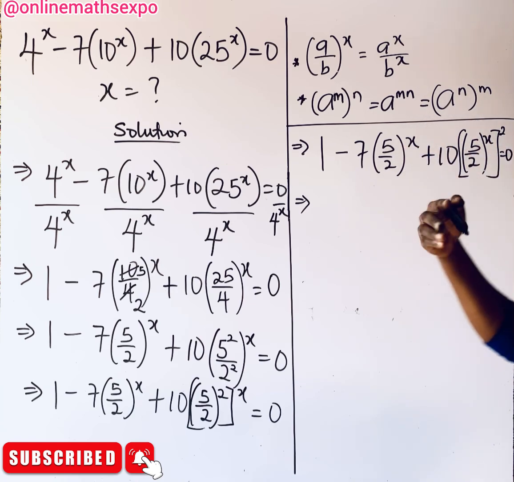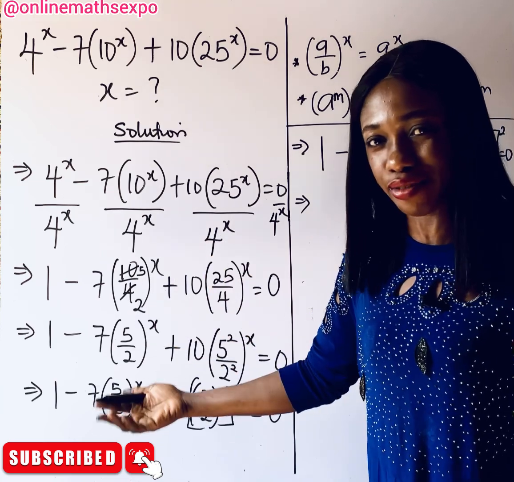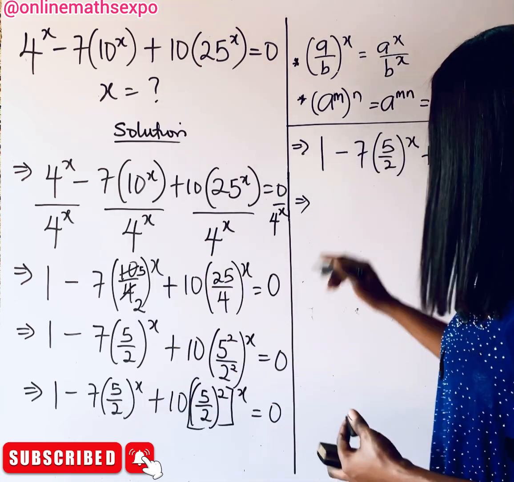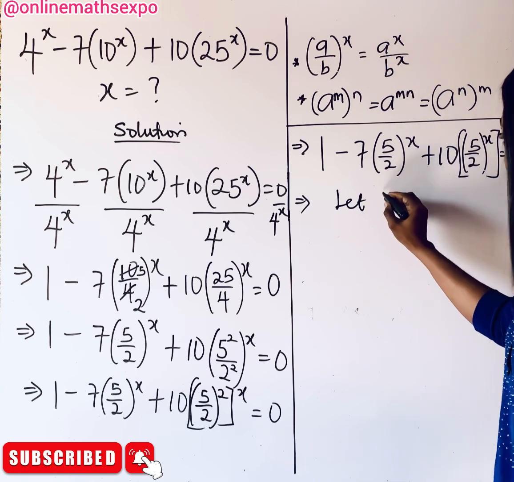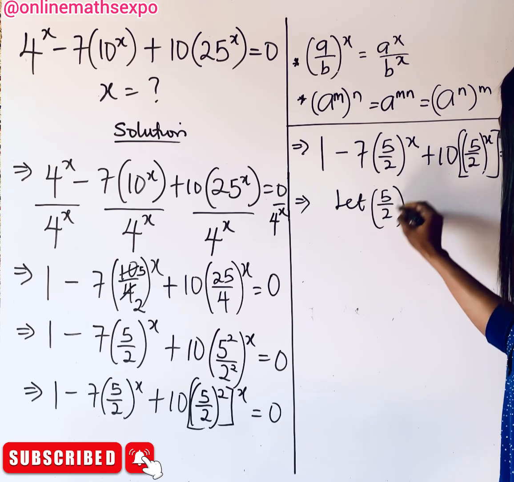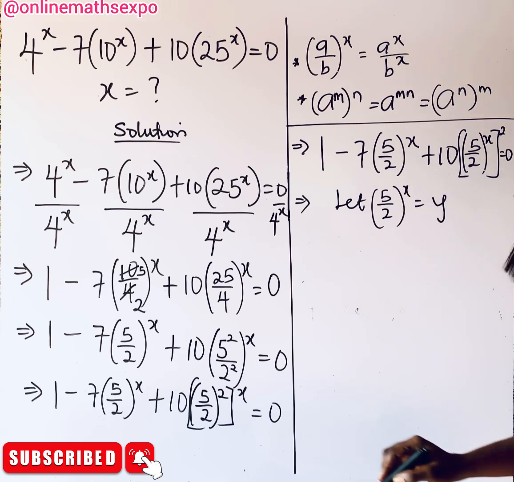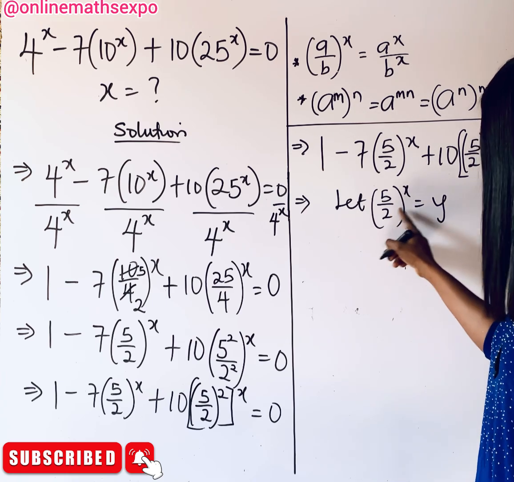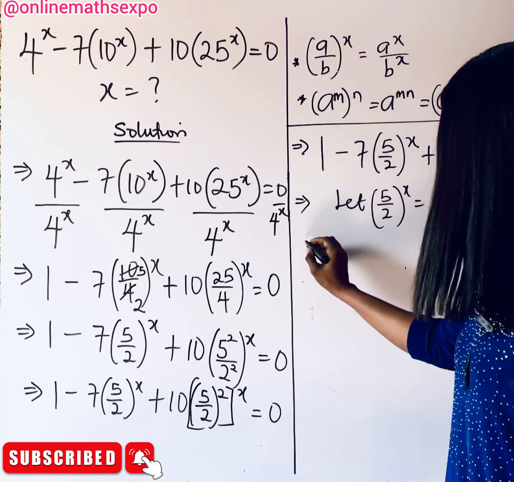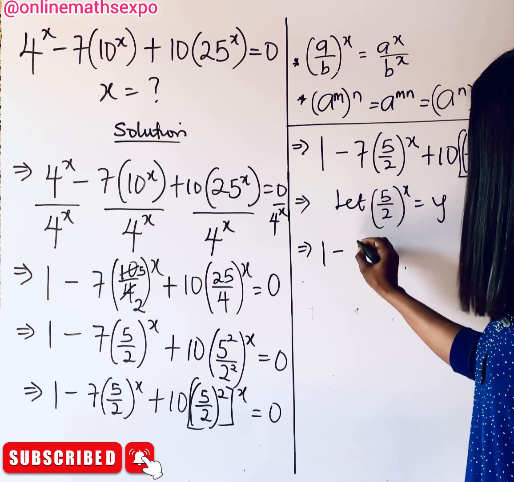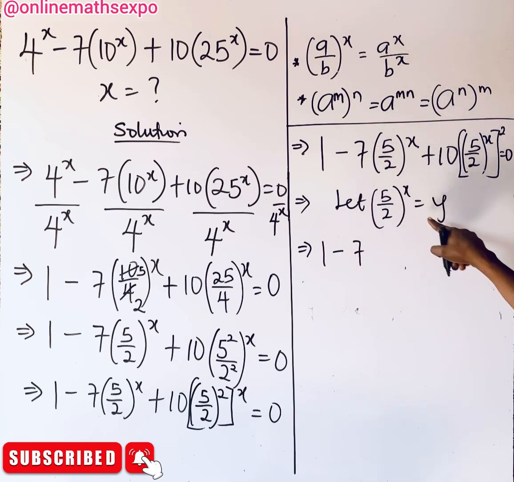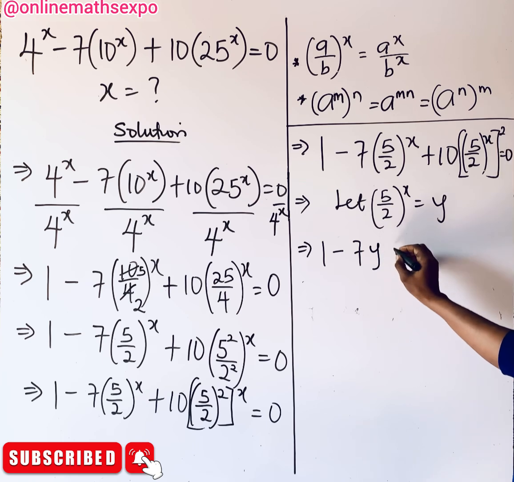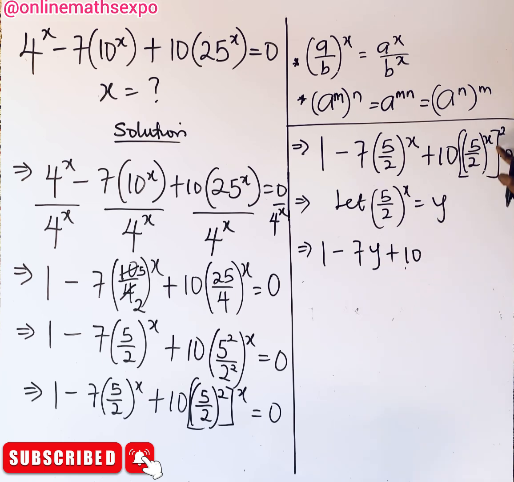Did you see that? So at this point, just try and replace it with any variable of your choice. So for me, I want to choose letter y. So I can say let 5 over 2 to the power of x be equal to y. So what do you do? Anywhere you see this, replace with y. So we're going to have 1 minus 7. This has taken the shape of y, so we write y plus 10. This one inside has taken the shape of y, and you know it's raised to power of 2. So it will be 10y squared is equal to 0.